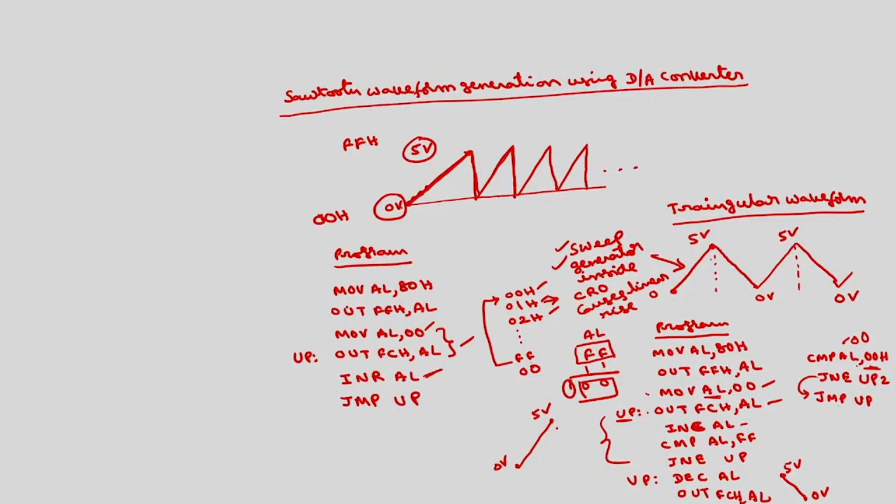Okay. So, that means, with the simple application of a D to A converter, we can generate different waveforms. Now, using these A to D and D to A converters, we can design various measurement systems. Okay. Suppose I want to measure and control the temperature of a furnace.